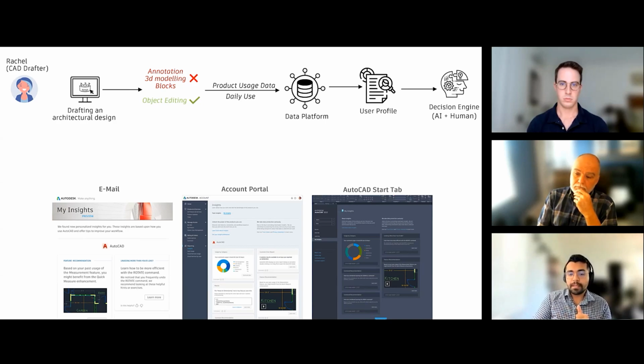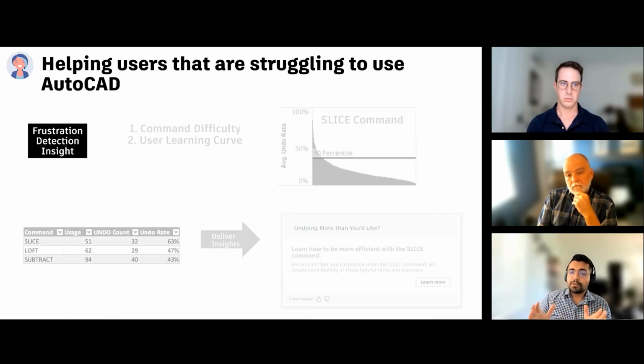Next, let's take a look at what were the few different insights that Rachel received and how were they actually created. The first insight that Rachel received was a frustration detection insight, where the aim of this particular insight is to actually help our users that are struggling to use AutoCAD and specific commands in AutoCAD.